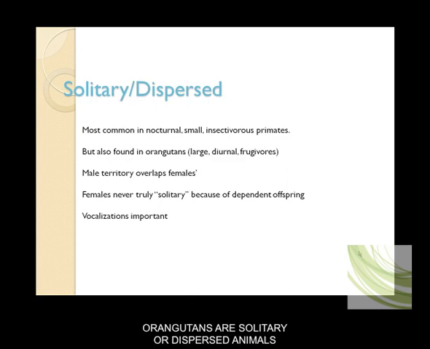Orangutans are solitary or dispersed animals, which means that they live primarily on their own. You'll frequently see the females never being truly solitary because they have dependent offspring, but the males live all by themselves, and their territories overlap many female territories. Now, orangutans only reproduce every 6 to 8 years, so it's a long, slow process.